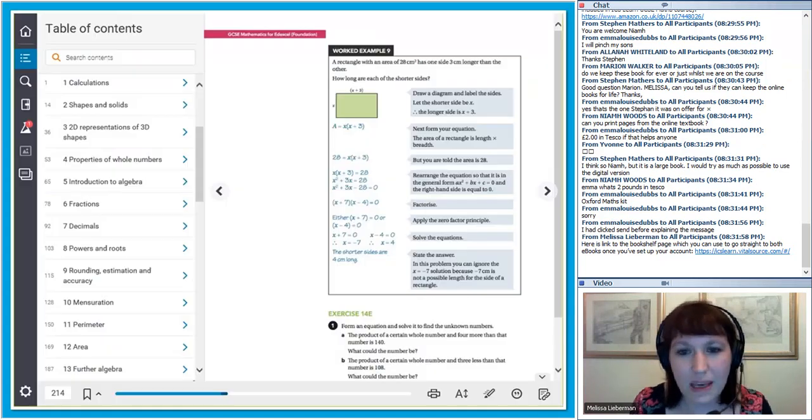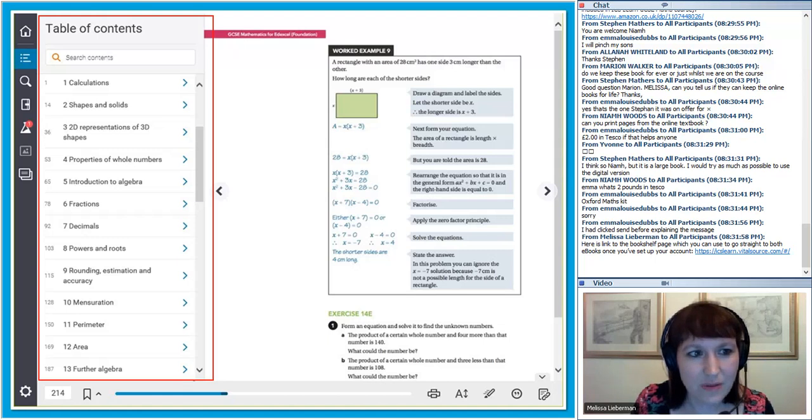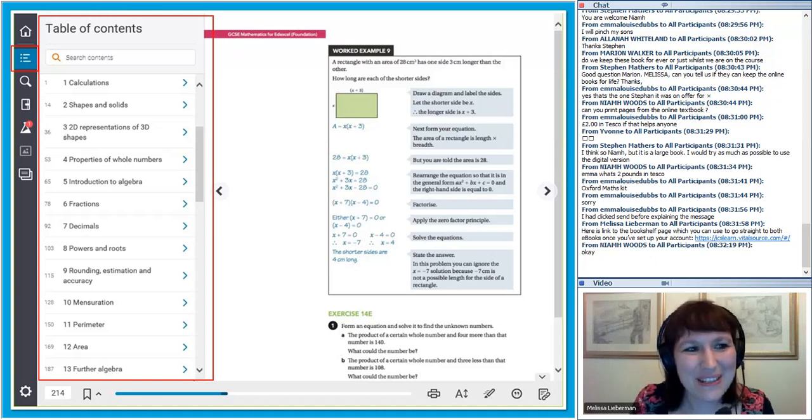When you open the book, it will look something like this. So I've opened up the table of contents here, and I did that by clicking on this button here in the side ribbon. If you have the foundation tier book open and you want the higher tier book, you need to click on this house button. And clicking on that house button in the top left-hand corner will take you to the bookshelf so that you can access the other books, so you can switch between the books.